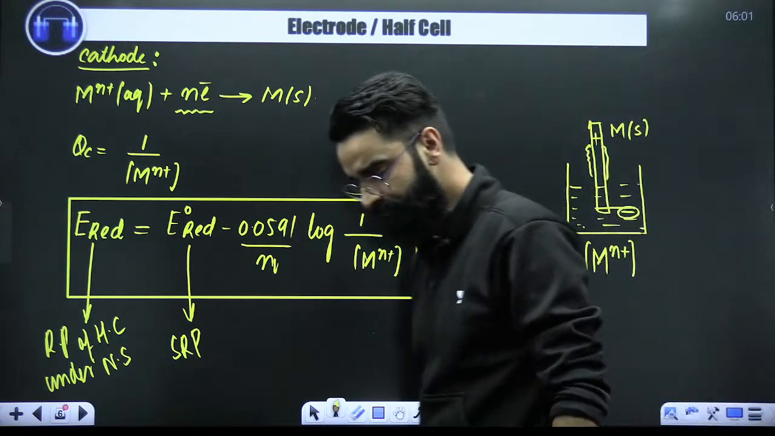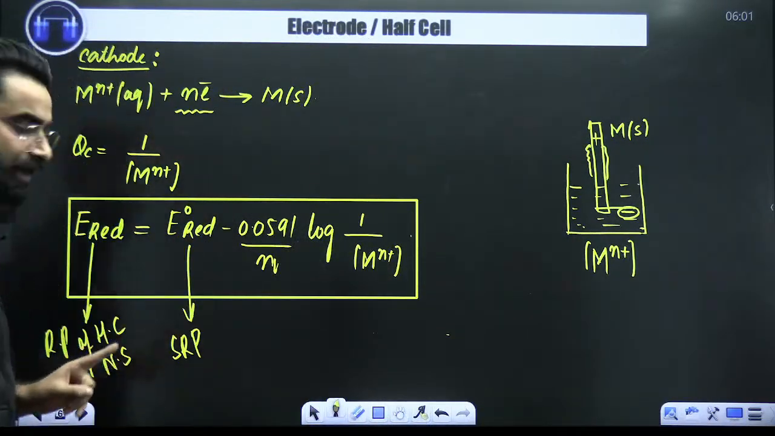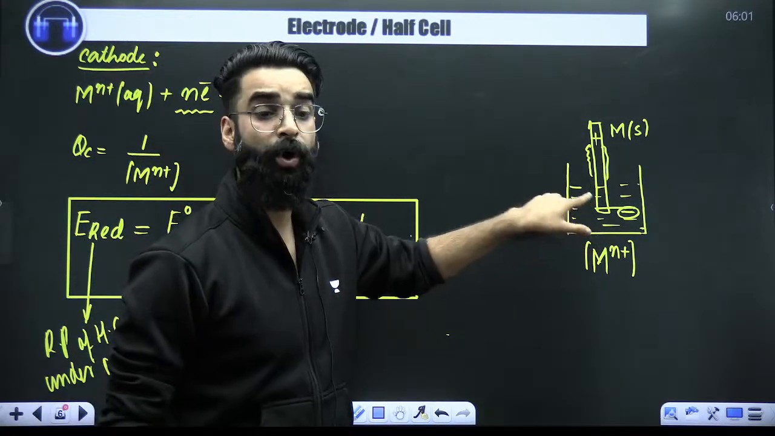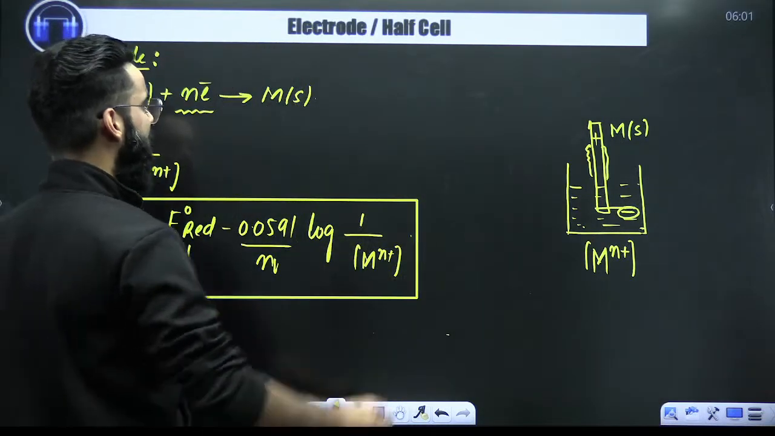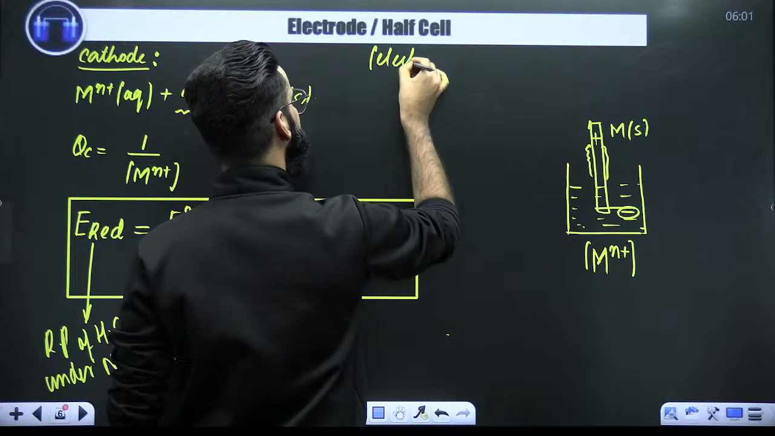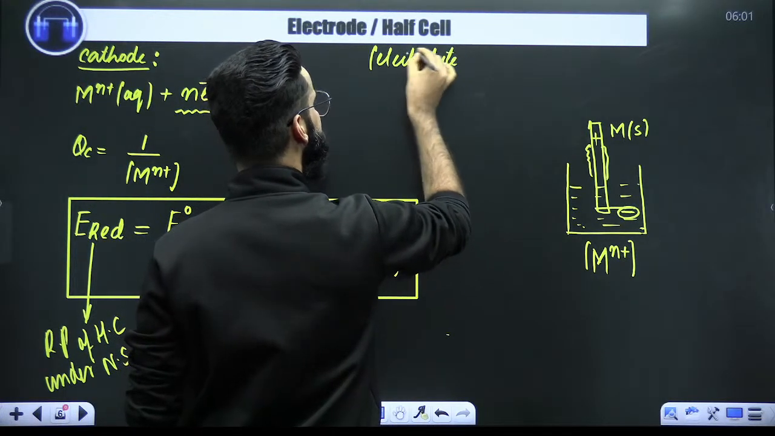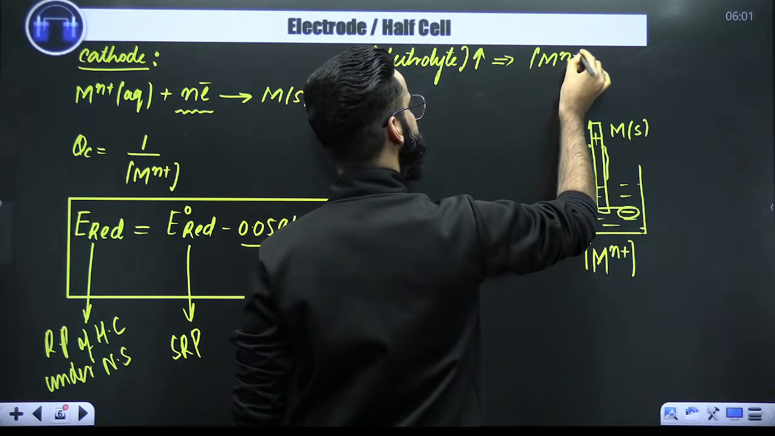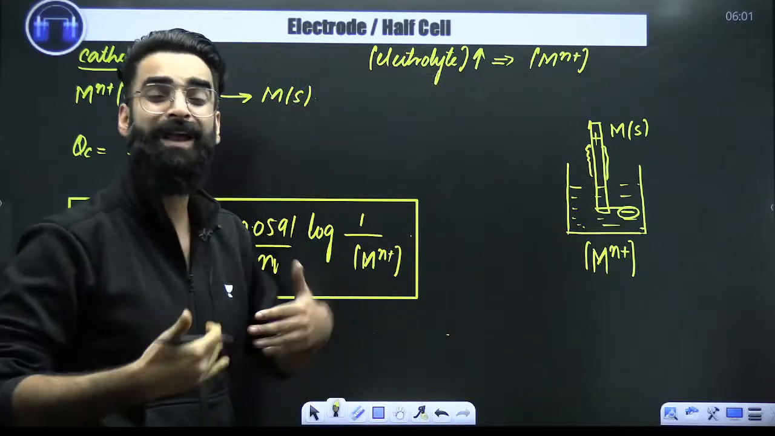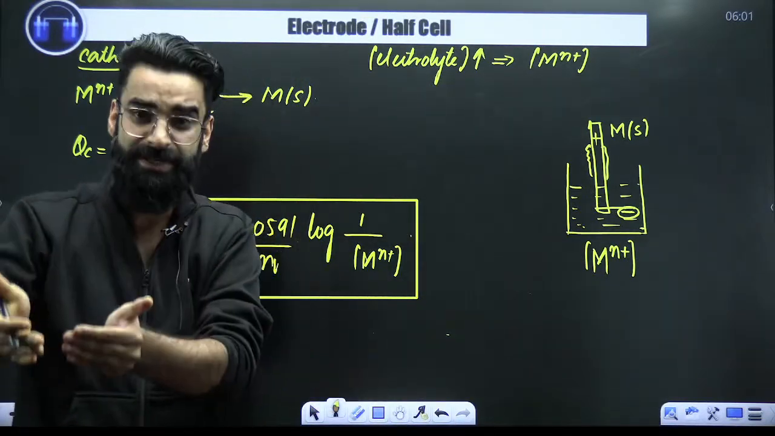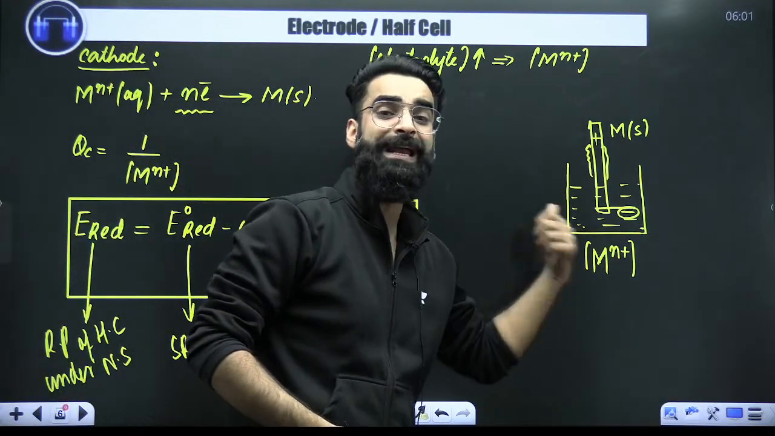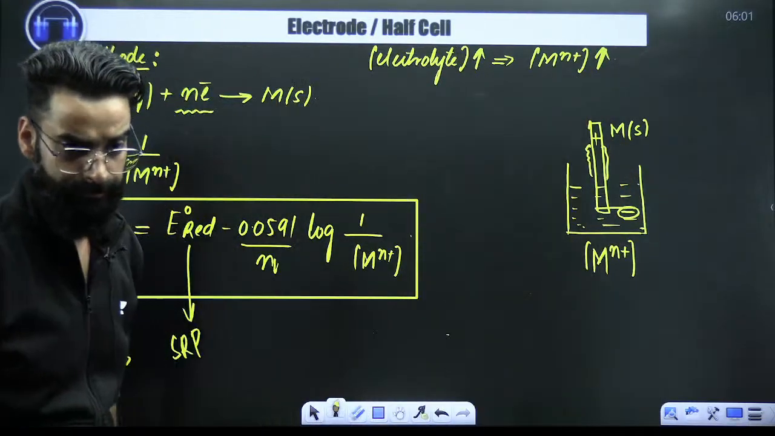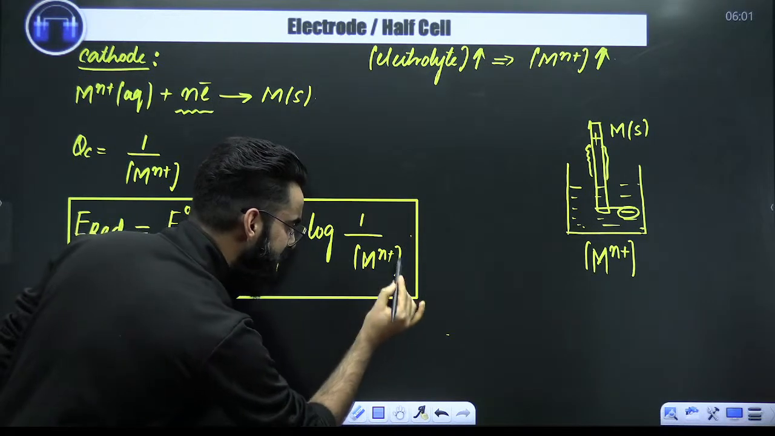Now tell me one thing. One thing I want you guys to learn from here. See, imagine that I'm increasing the concentration of electrolyte in the container. If I increase the concentration of electrolyte in the container, tell me what will happen to the concentration of M n+? These M n+ ions come into the container when the electrolyte undergoes dissociation. If I'm increasing the amount of electrolyte in the container, can I say the concentration of M n+ in the container will increase? Absolutely, it will increase.